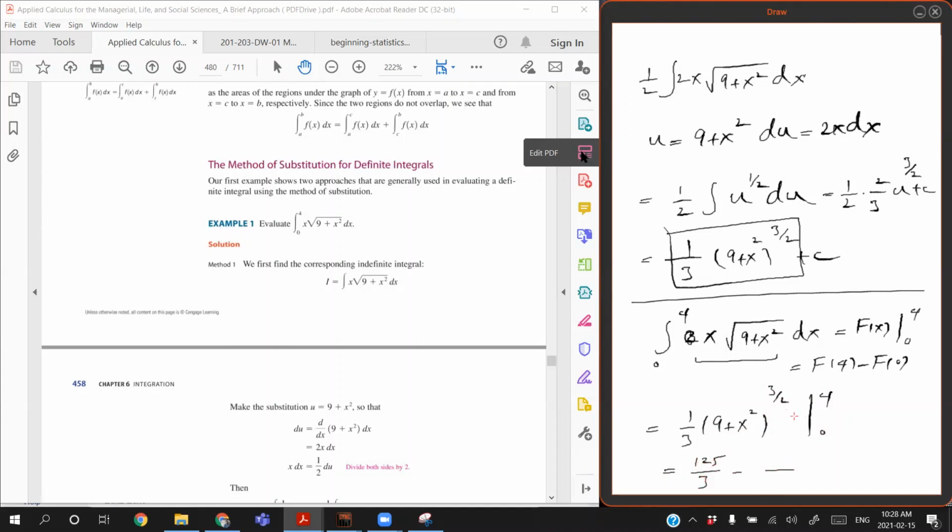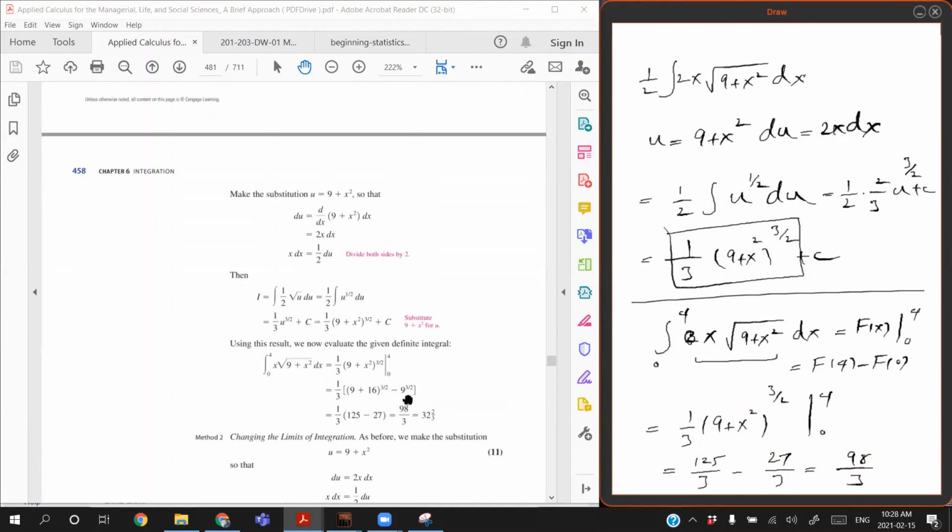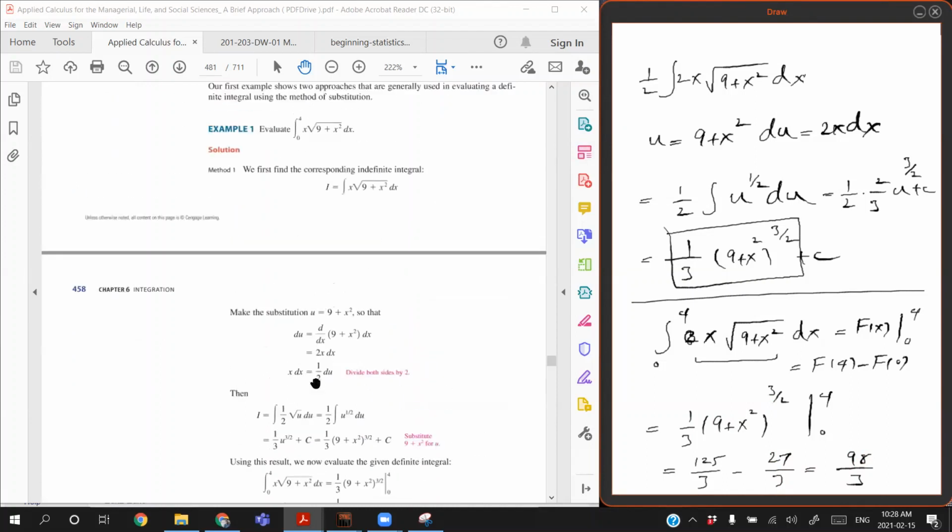If I plug in 0 into this, I get 9 to the power of 3 over 2. 9 to the power of 1 over 2 is 3. 3 to the power of 3 is 27. So I get 27 over 3. So it's going to be 125 over 3 minus 9. So I'm going to get 98 over 3. So that was one way of doing it. Did I do it correctly? Yeah, 98 over 3. Any questions?